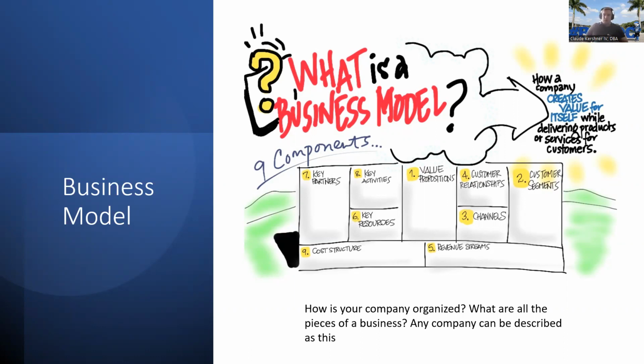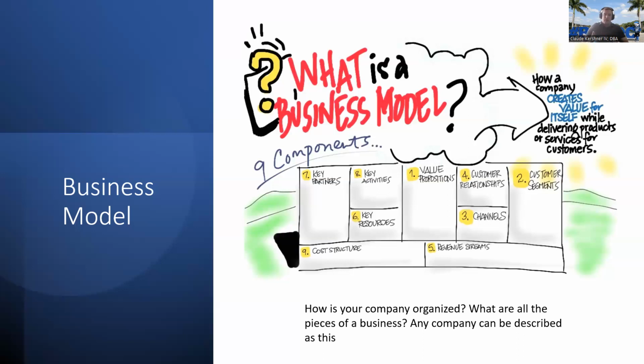So, just before we get started, just a general gist of what is a business model. As you can see on the screen, the business model is simply how a company creates value for itself while delivering products or services to customers. If you look at any business, big or small, you could really break the business down and understand how the business is organized if you look at these 9 different sections of a business model.